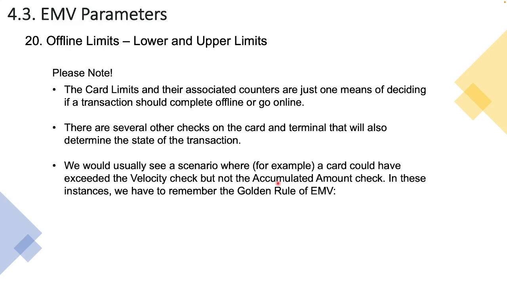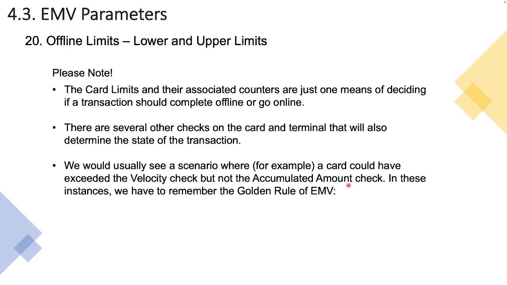Also, it's very common to see, where we're doing a transaction, that we could exceed the accumulated amount check but not the velocity check. So in this scenario, you've got one set of limits comparison and counters checking saying, hey, everything is cool, we haven't breached your LCOL, your UCOL, so you can stay offline. But then we're looking at the accumulated rand value check, and we've breached both the lower and upper limits there. So now what do you do when you've got one check saying complete offline and the other check saying, hey, you have to go online?